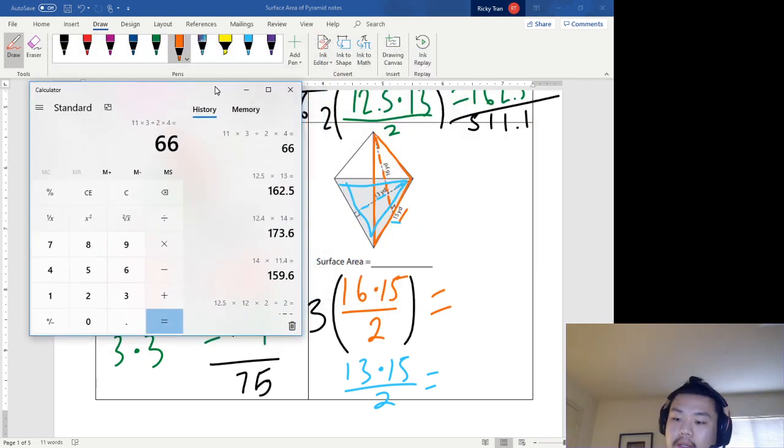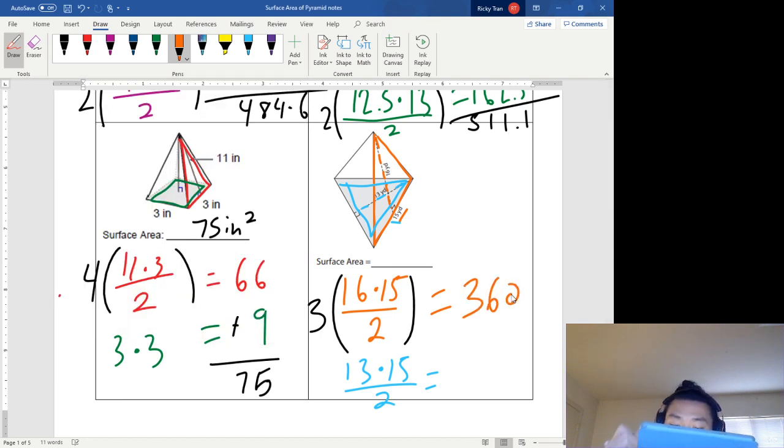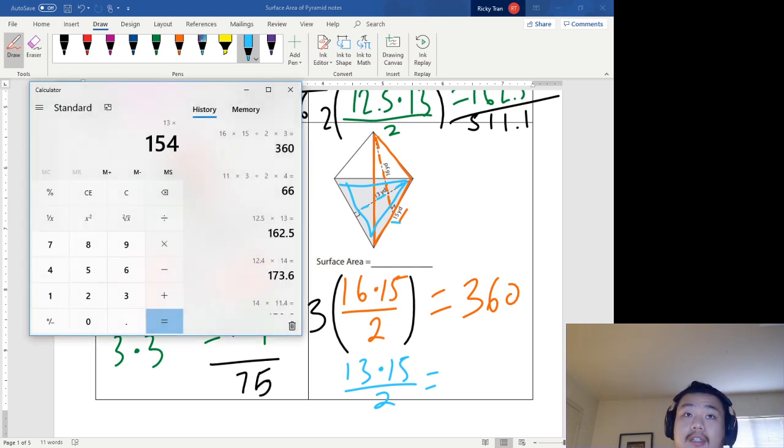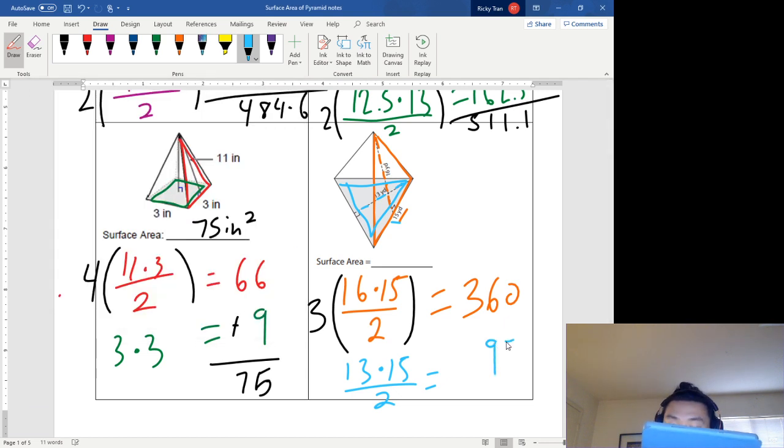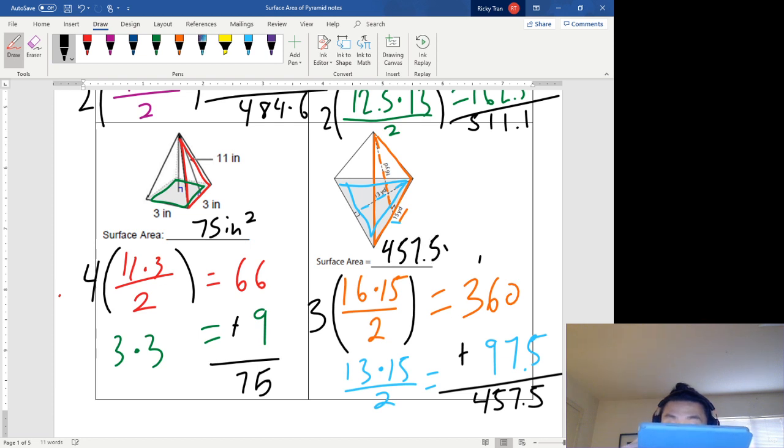Okay. So we have 15 times 16 divided by 2 times 3. 360 here. And then we have 13 times 15, divided by 2. So 97.5. And then we add these together. 5, 7, 5, 4. So this is a 5. So 457.5 yards squared. All right.